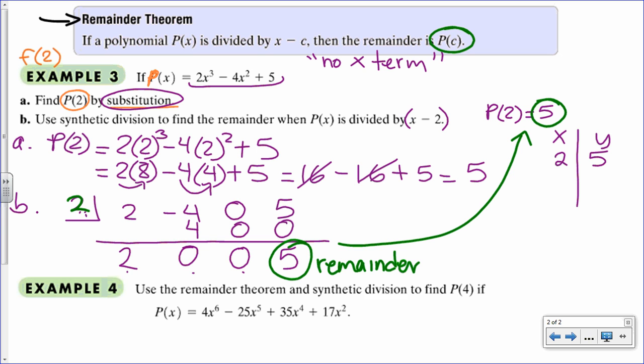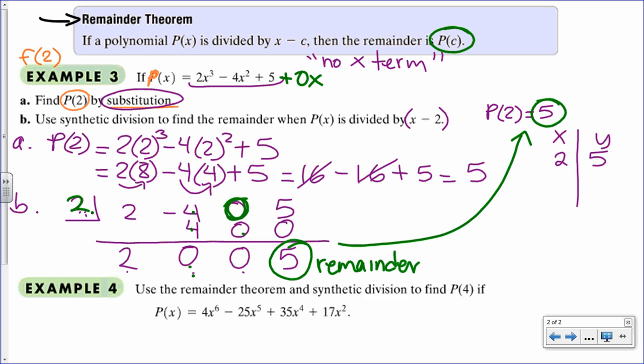Where do you get the 0? Well, -4 plus 4 is 0. 2 times 0 is 0. Oh, this 0. This 0 is coming from the fact that we don't have an x. We have 0x. So we have to keep the space for it.